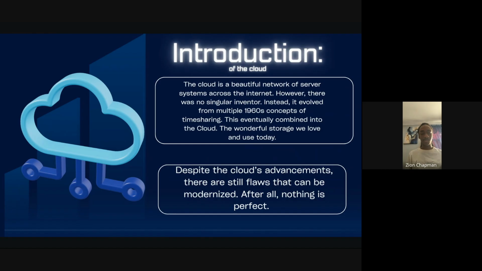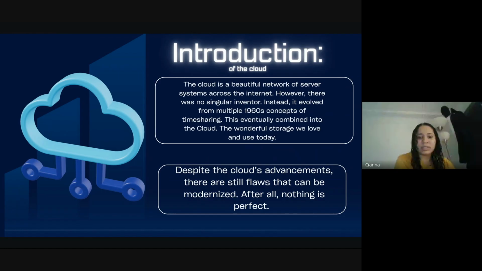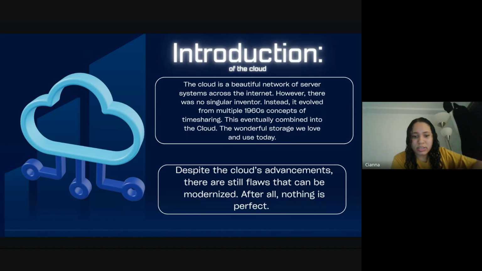So here's the introduction of the cloud. The cloud is basically a network of server systems across the internet. There was no singular inventor for the cloud. It evolved over the 1960s. The wonderful storage that we have today is basically a gist of the concepts from that time. Although there have been many modernizations and advancements in the cloud, there are still a few modernized things that we can include within the cloud.